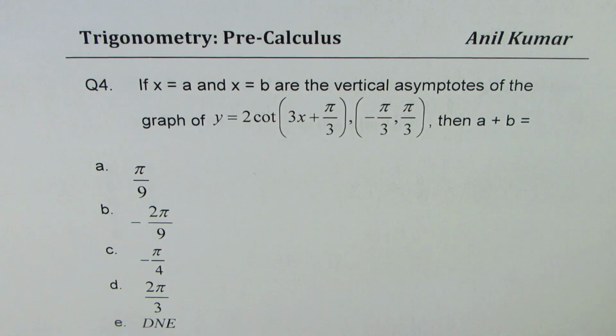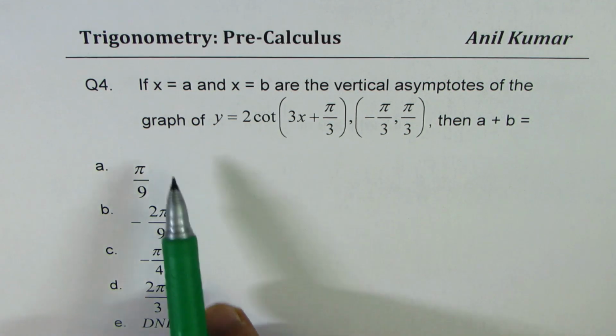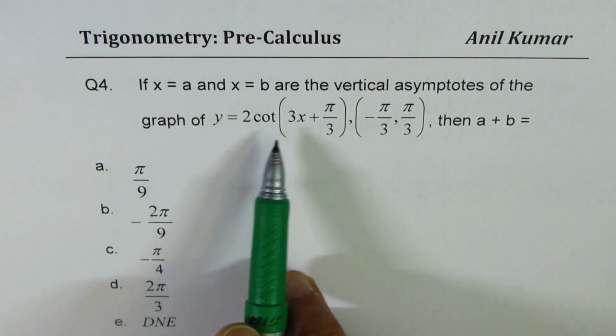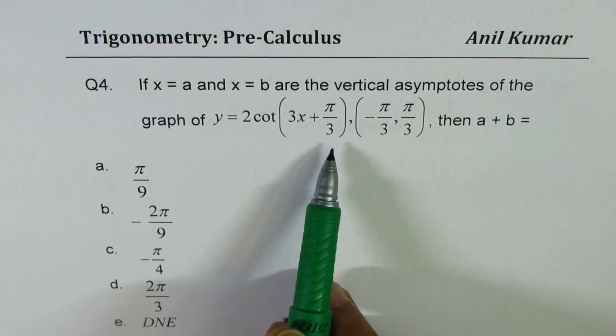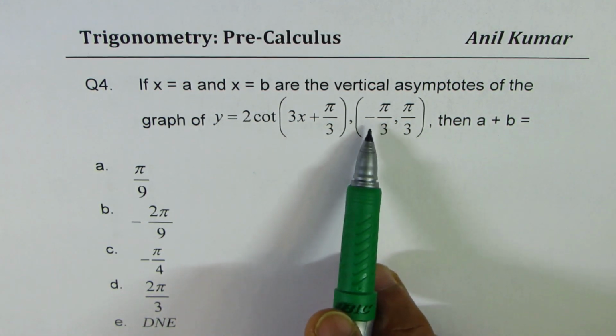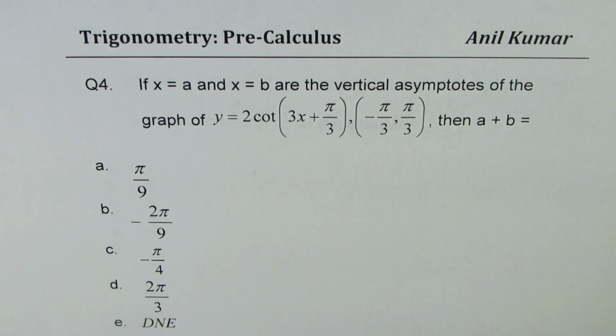Question number 4. If x equals a and x equals b are the vertical asymptotes of the graph of y equals 2 cot(3x plus pi by 3), where x is between minus pi by 3 and plus pi by 3, then a plus b is equal to what? I'd like you to pause the video, copy the question, and then look into my suggestions.